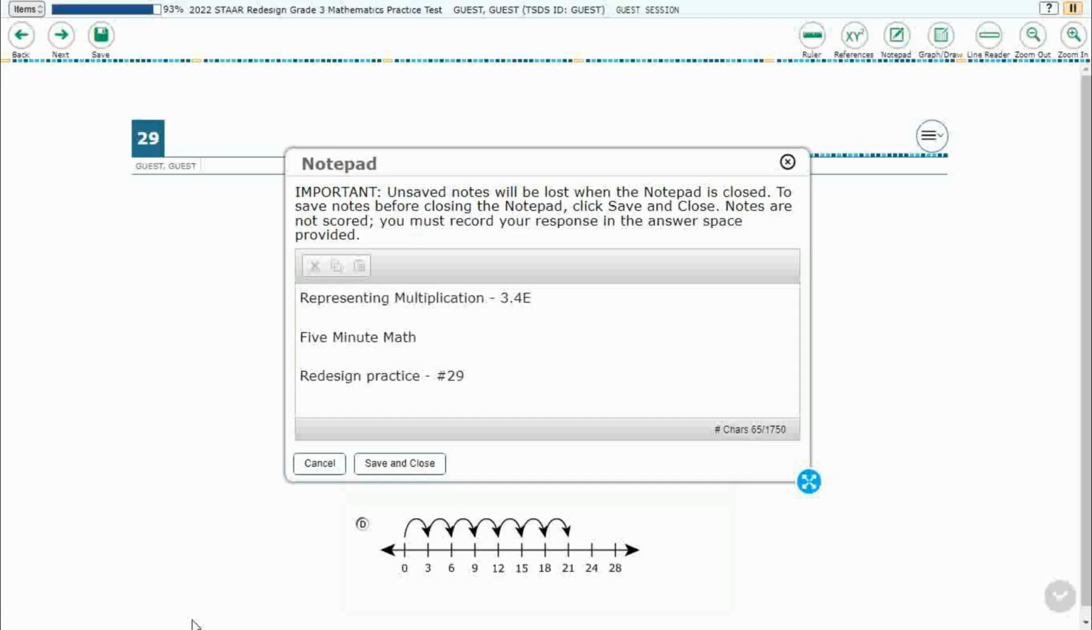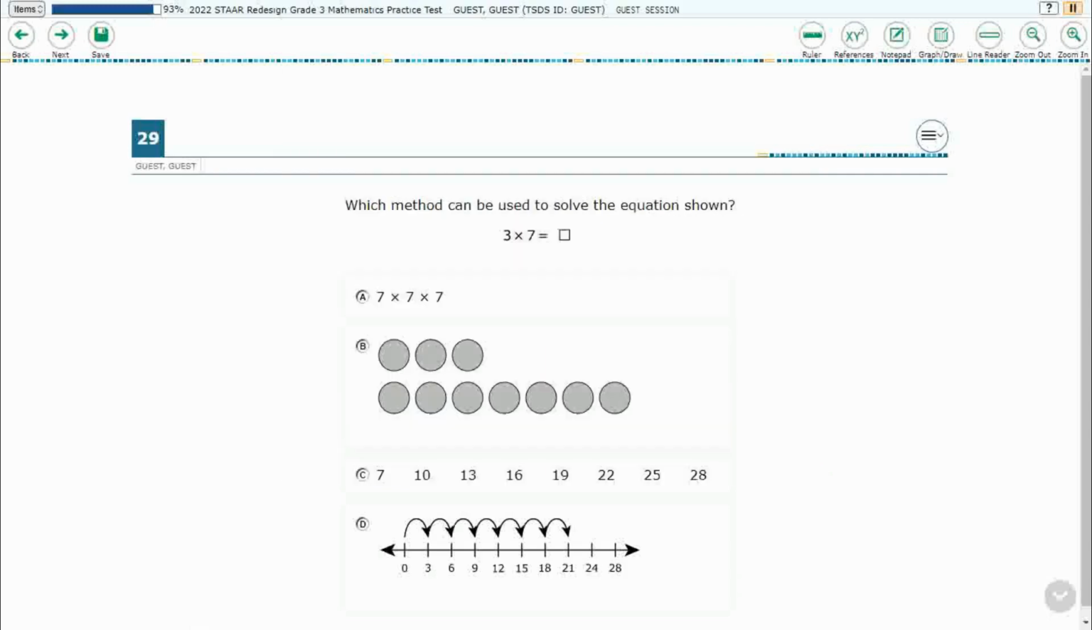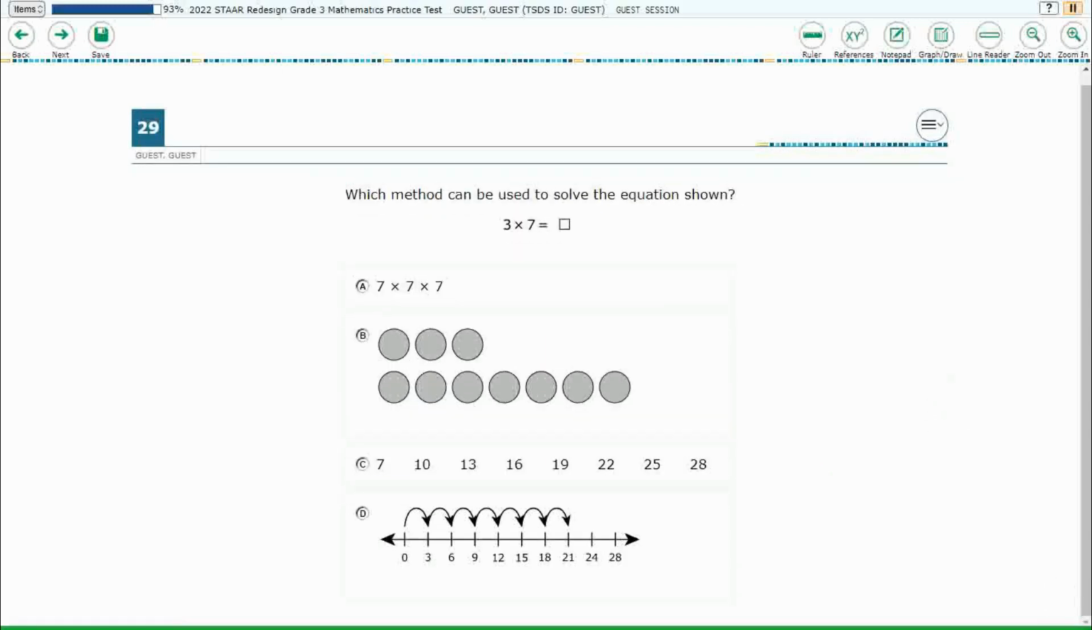Today we are looking at the third grade concept of representing multiplication. This is standard 3.4e in the great state of Texas, and we are using item number 29 of the redesign practice online STAAR test. If you haven't done so already, please go ahead and take a moment to pause the video, work this problem out on your own, unpause it, and we will look at our answers together.